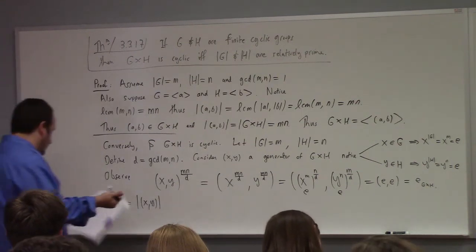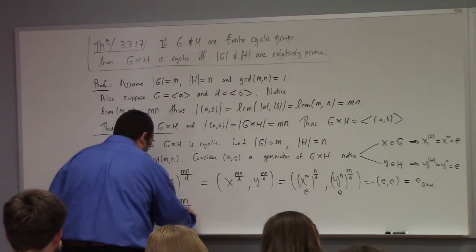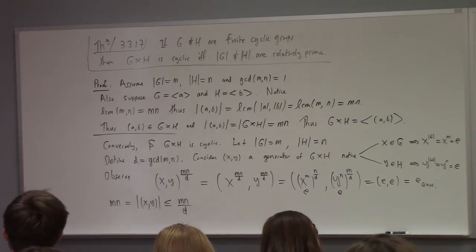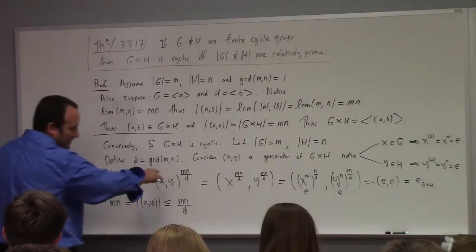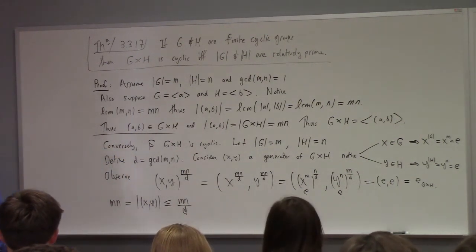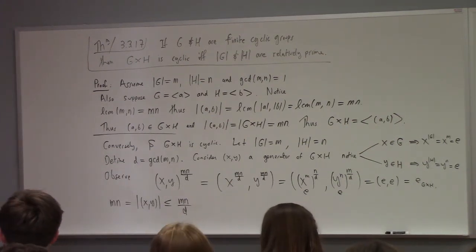And we also know that this is less than or equal to mn over d. How do I know that? Because I just proved that if we raise xy to the mn over d power, we get the identity. So that means mn over d is at most what? It has to be a multiple of the order of x comma y, right? So this directly proves that the order of xy is less than or equal to mn over d. What does that force d to be equal to? That forces d equal to 1, because we're talking about integers. Therefore, m and n are relatively prime. There you go.